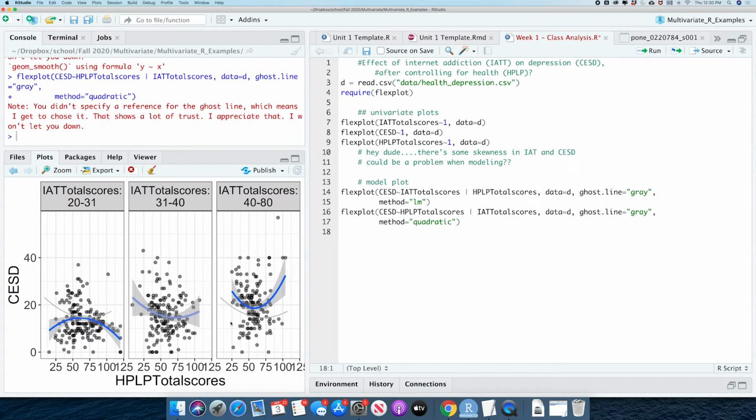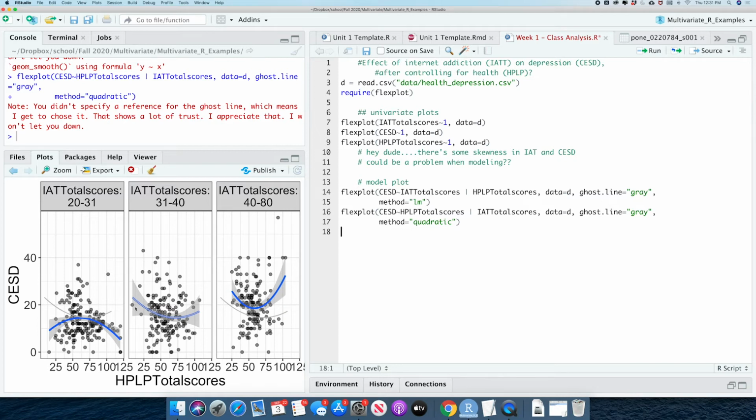And when we fit the quadratic model, look what happens. We've got these pretty severe bends in the data. And notice also that in middle and high internet addiction scores, the relationship is convex upward. I think that's the term, convex upward, whereas in low IAT scores, it's convex downward, or concave maybe, I don't know. Anyway, basically the nature of the interaction, or the nature of the bend, is completely opposite for the people who have low IAT scores.